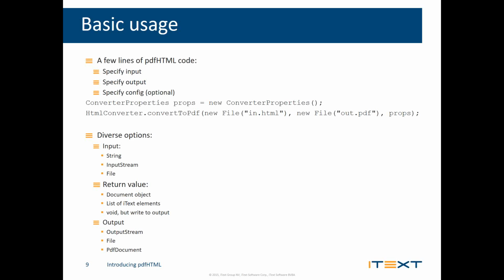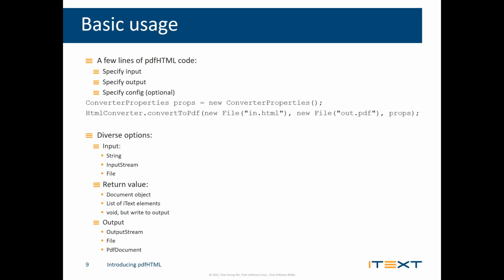pdfHTML is actually pretty simple to make use of yourself. You just have to specify your inputs, specify your outputs, optionally specify some additional configuration, and then ask convert to PDF. And in goes your HTML and out comes your PDF. For input and output, you have a diverse set of options.